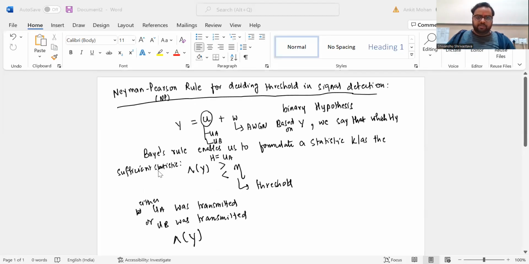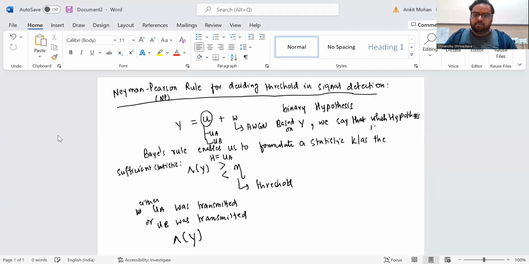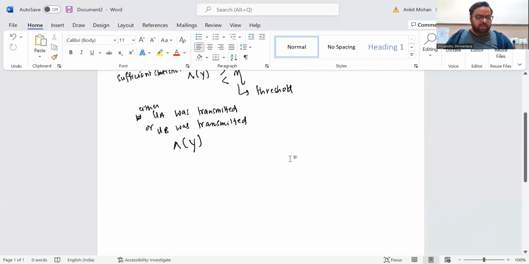Okay, so we have a binary hypothesis, and we say which hypothesis is true on the basis of the signal that we have received at the receiver end, and the signal that we have received at the receiver end is y. So that is basically the background which I wanted to brief about.